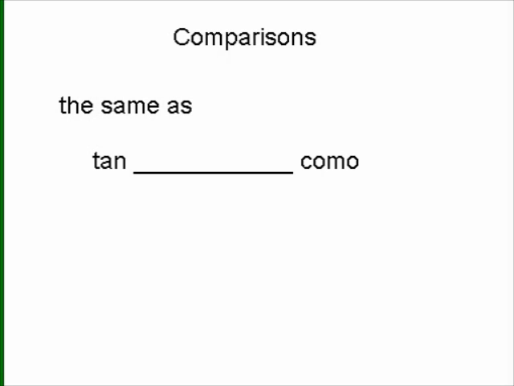And if we're comparing two people or groups of people or whatever, and we're saying that they are the same, we use the phrase tan, adjective, como. So for instance, if we wanted to say you are as handsome as Diego, we would say tú eres tan guapo como Diego. As always, with our adjective, we do have to make sure that it agrees in number and gender with the person that it refers to.